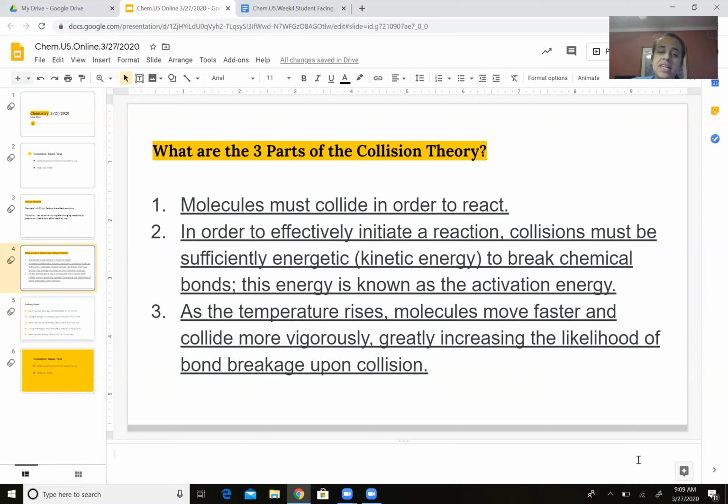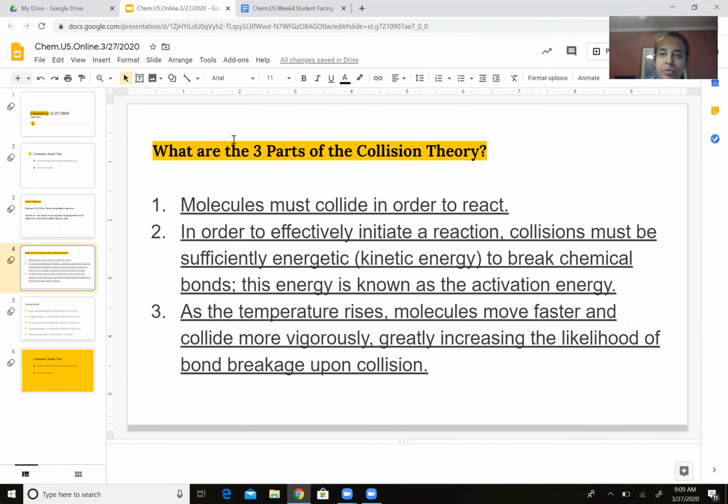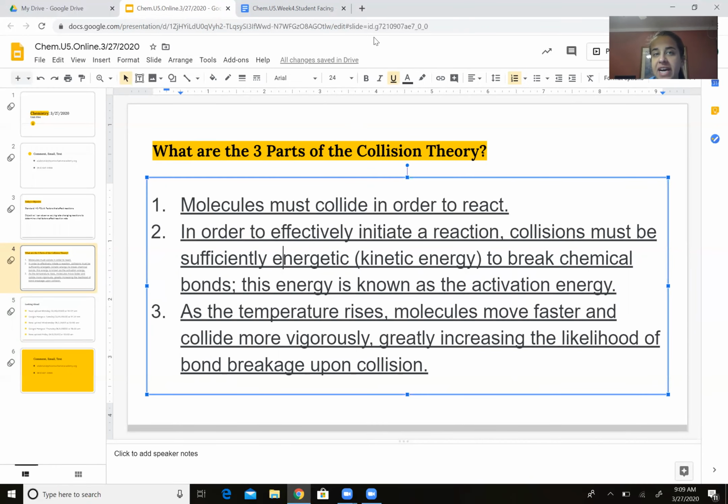And then number three is as temperature rises, molecules move faster and are colliding more vigorously, meaning they're colliding at a higher rate, more often. So it's greatly increasing the likelihood of bond breakage upon collision. That also should make sense. As stuff starts to move faster, it creates a bigger, faster chemical reaction. So pause the video, rewind it as needed to get all this written down.